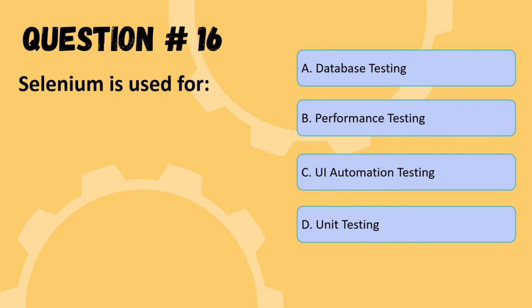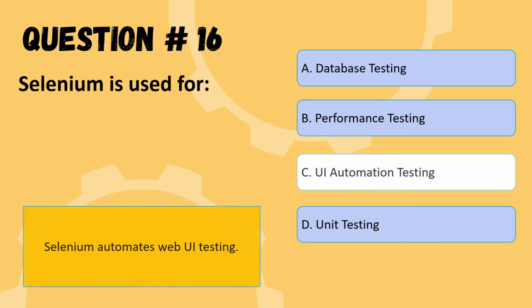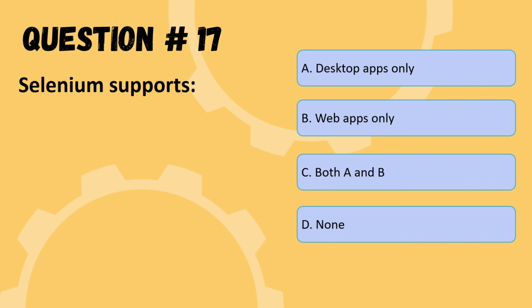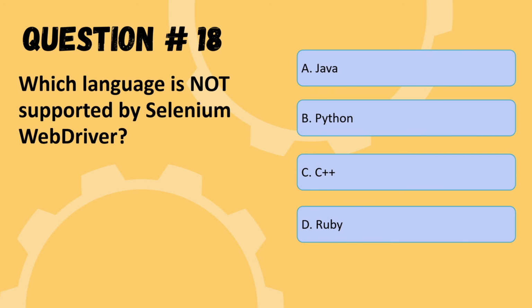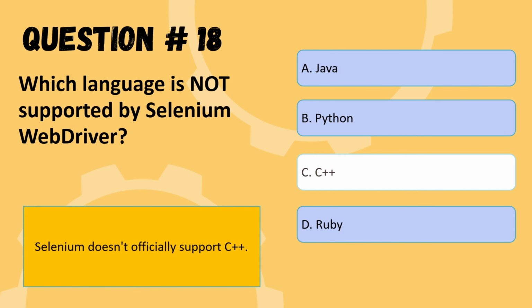Next question is, Selenium is used for? Options are database testing, performance testing, UI automation testing, or unit testing. So the correct option is option C, UI automation testing. So we are moving to the next question. Next question is, Selenium supports desktop app only, web app only, both A and B, or none of these. So the correct option is Selenium supports web app only. So we are moving to the next question. Next question is, which language is not supported by Selenium WebDriver? Options are Java, Python, C++, or Ruby. So the correct option is C++. So we are moving to the next question.